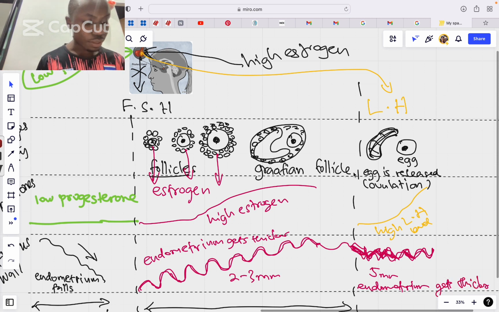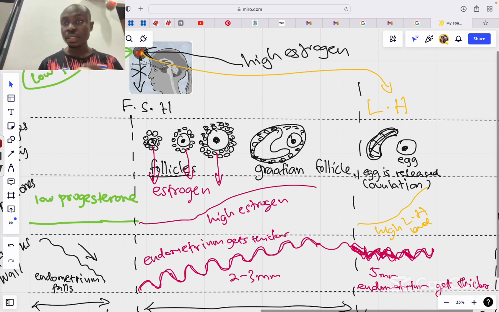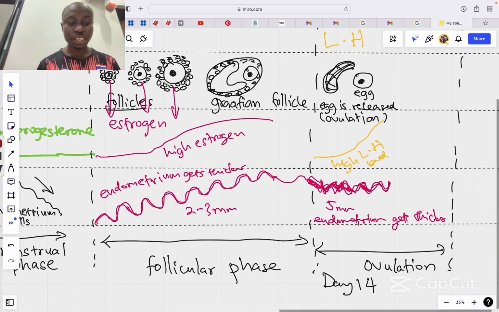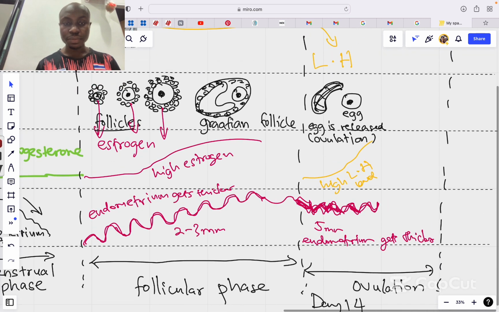And this is what? This is the third phase or the third step. And what is the name for the third step? This is called ovulation. And ovulation, or the egg, will be released on day 14. This is important to remember, on day 14. Let me zoom in here so that we can see.